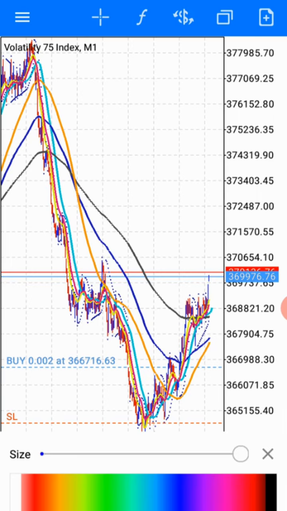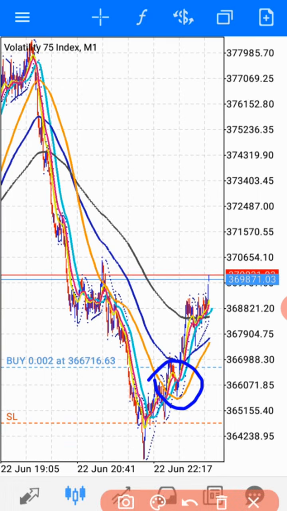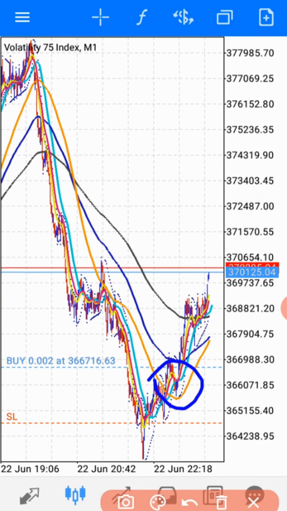Okay, see here. When you see the blue, the pink and the yellow cross the brown moving average, enter your first entry. Enter your first entry. That's why I took this trade here.